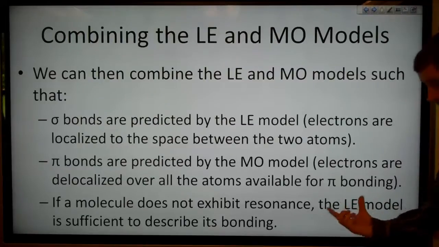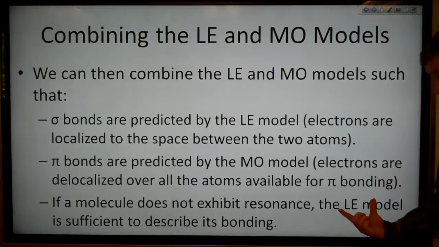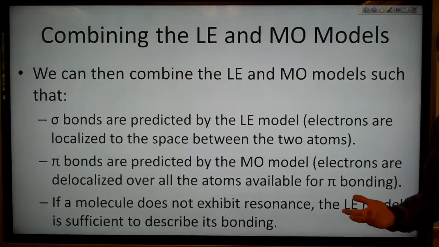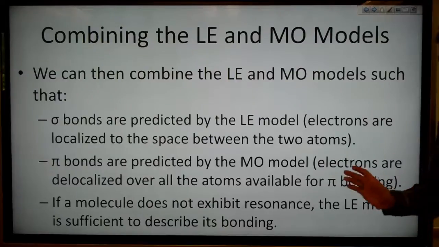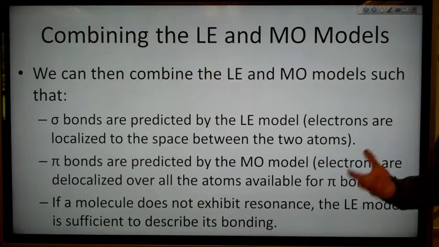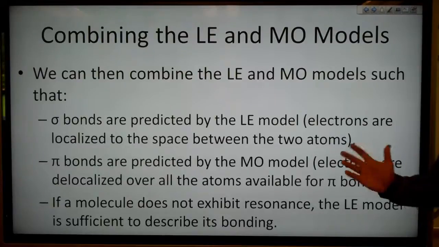If a molecule doesn't exhibit resonance and doesn't have an odd number of electrons, then the localized electron model is sufficient to describe its bonding. So if we don't have any resonance, we don't have a radical, we don't have any odd numbers of electrons, then the localized electron model is good enough to describe its bonding, its shape and things like that. If we do have resonance, or an odd number of electrons, then we have to turn to the molecular orbital model, at least for the pi bonds.